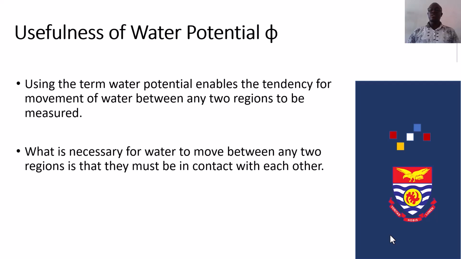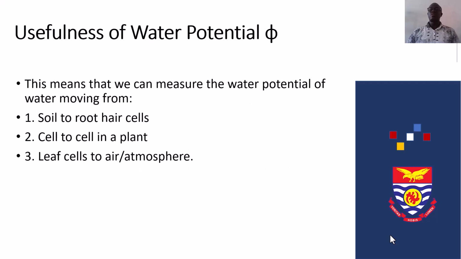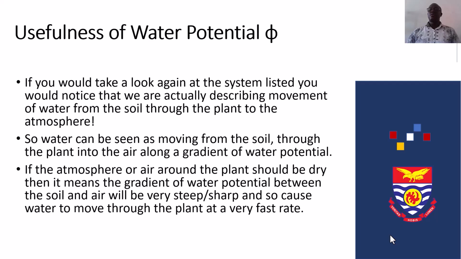What is necessary for water to move between any two regions is that they must be in contact with each other. This means that we can measure the water potential of water moving from soil to root hair cells, cell to cell in a plant, leaf cells to air or atmosphere. If you would take a look again at the system listed, you would notice that we are actually describing movement of water from the soil through the plant to the atmosphere.